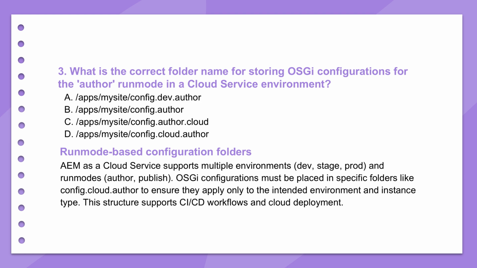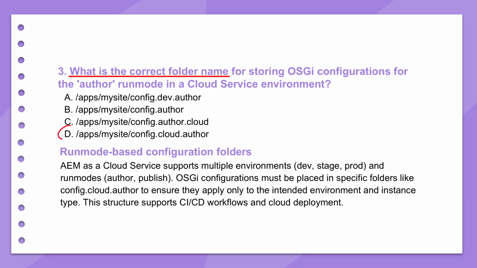Okay, moving on. Let's talk cloud service configurations for different environments. Critical stuff. Yep. Question 3. What is the correct folder name for storing OSGi configurations for the author run mode in a cloud service environment? And the answer is D, apps/mysite/config.cloud.author. That naming structure looks very precise.